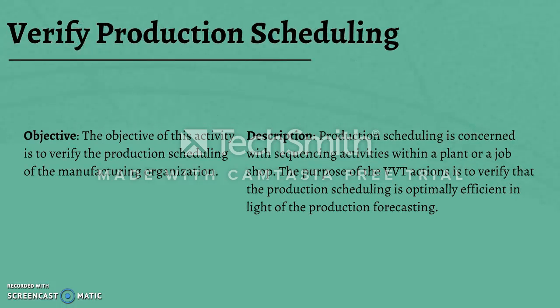Verify production schedule. The objective of this activity is to verify the production scheduling of the manufacturing organization. Production scheduling is concerned with sequencing activities within a plant or a job shop. The purpose of these actions is to verify that the production scheduling is optimally efficient in light of the production forecast.